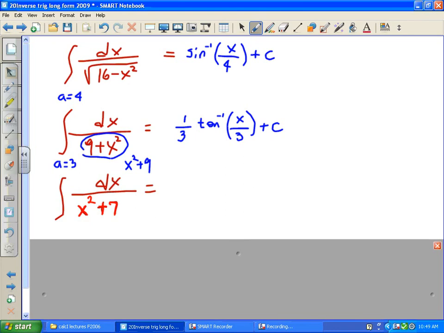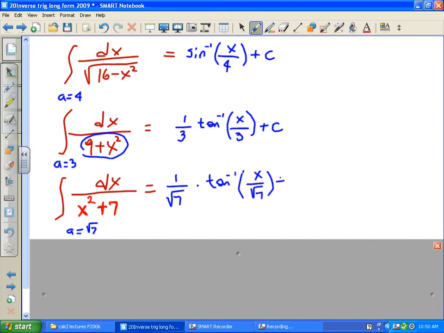Okay, for this question, what will be our a? Good, it will be the square root of 7 because 7 represents a squared. So for this question, a is the square root of 7. So could somebody tell me the answer from the beginning to the end? Yes, Joey, 1 over root 7 times inverse tangent of x over root 7.